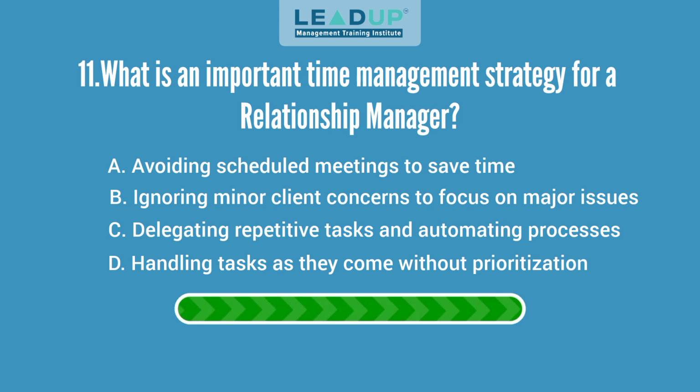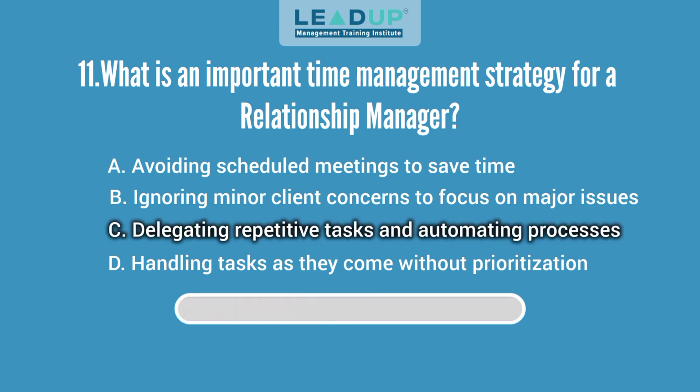A. Avoiding scheduled meetings to save time. B. Ignoring minor client concerns to focus on major issues. C. Delegating repetitive tasks and automating processes. And D. Handling tasks as they come without prioritization. Answer: delegating repetitive tasks and automating processes.